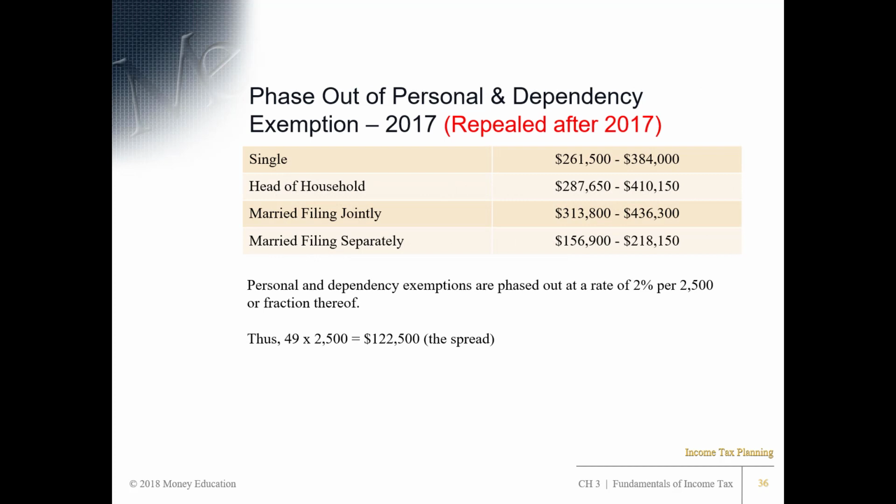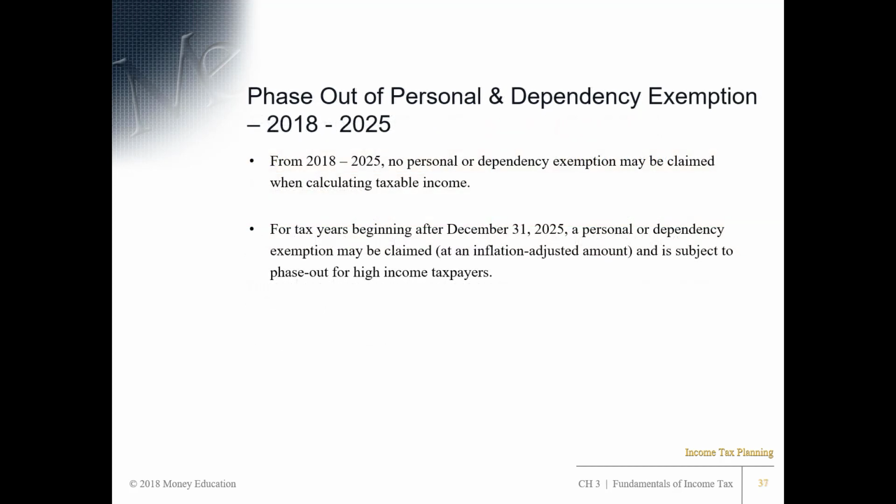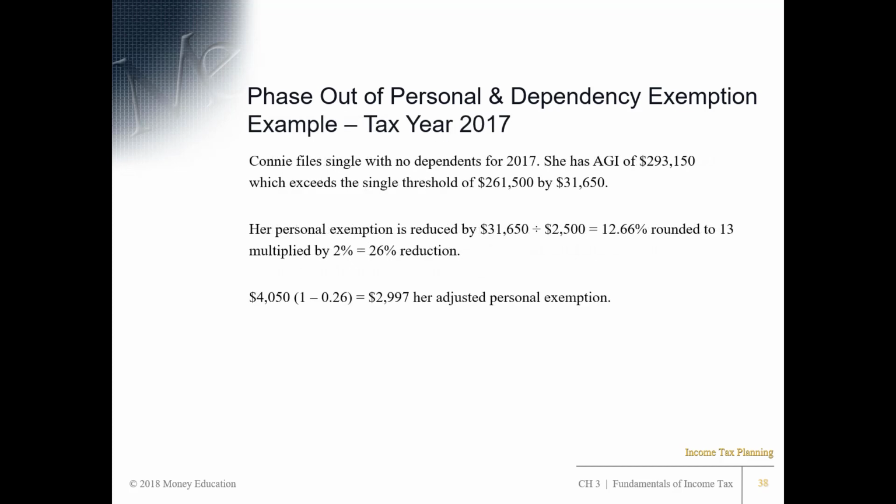Okay, so the phase-out of the personal dependency exemption. This was repealed after 2017. Before, you used to get a personal dependency exemption and it was phased out, but in 2018 and 2019, you don't. So we're moving on from that slide. For years beginning after 2025, a personal dependency exemption may be claimed at an inflation-adjusted rate and is subject to phase-out for higher income earners. Connie files single with no dependents for 2017. She has AGI of 293, which exceeds the threshold of 261. Her personal exemption is reduced. So this was for 2017.